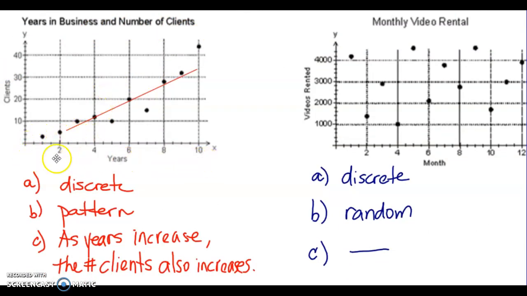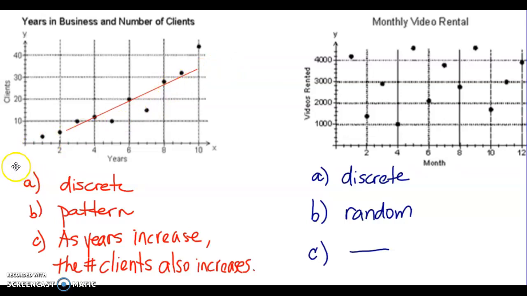So x-axis is years, y-axis is clients. So I would say that this is discrete data. Okay, I cannot break down my number of clients. So if I were able to connect my points, I would be using a dotted line. Okay. Is there a pattern? So there does seem to be a pattern. You can see I drew in this red line here just to show you that the points seem to be moving in this upward direction. And so since they're following this direction, this pattern, I would say that yes, a pattern exists.